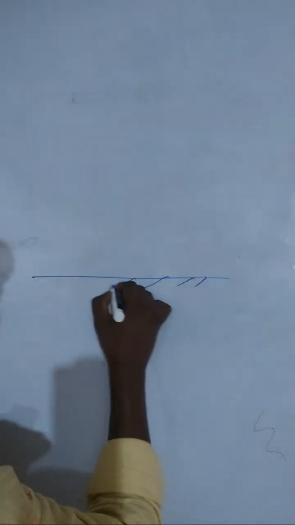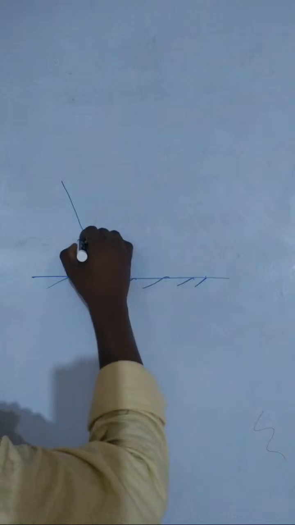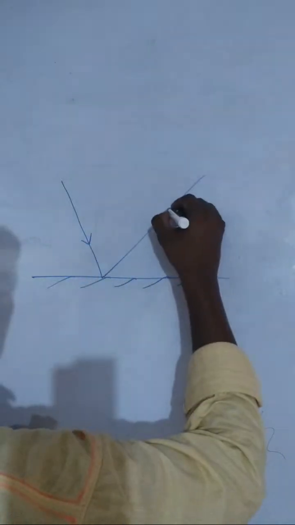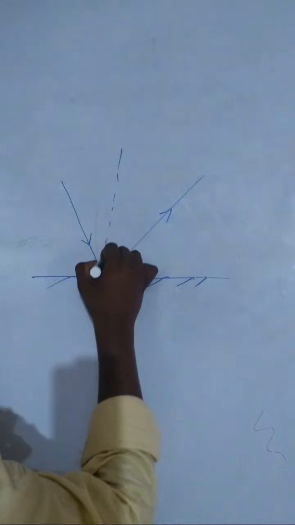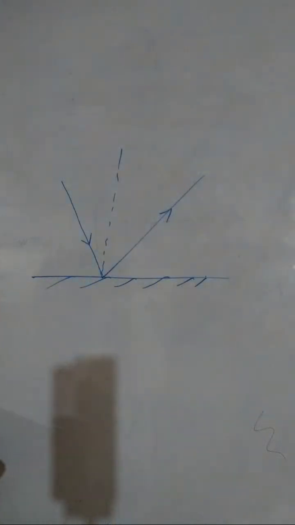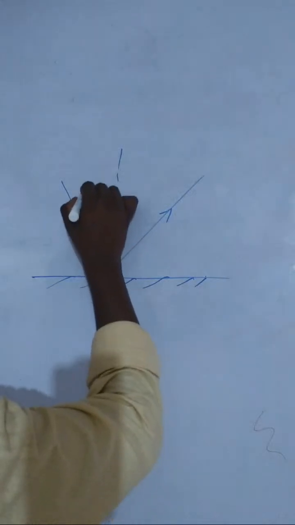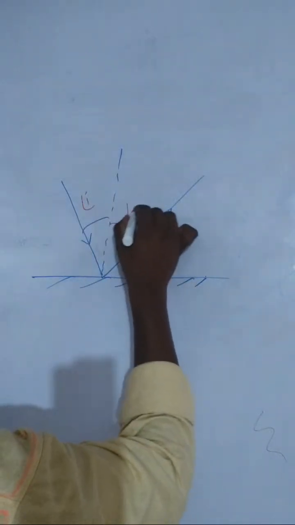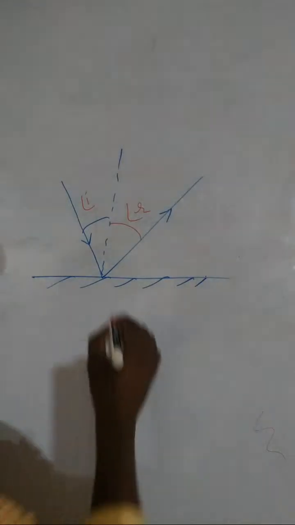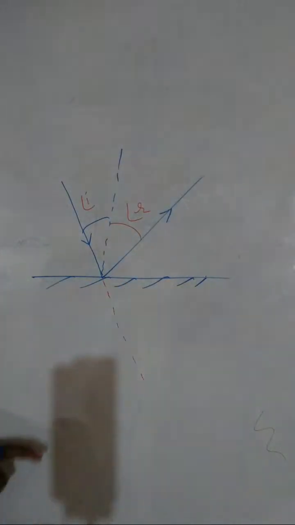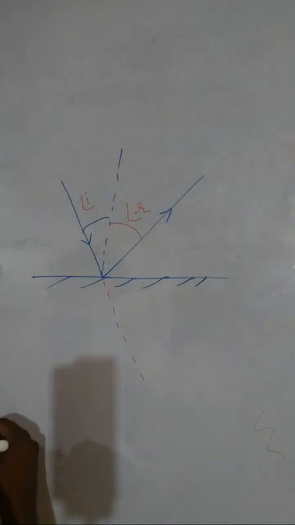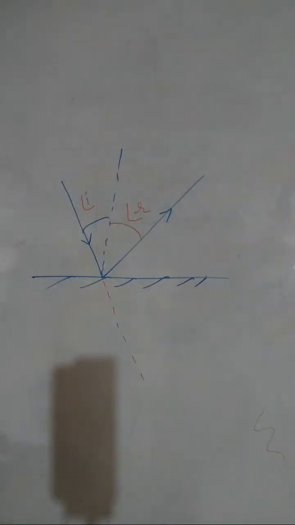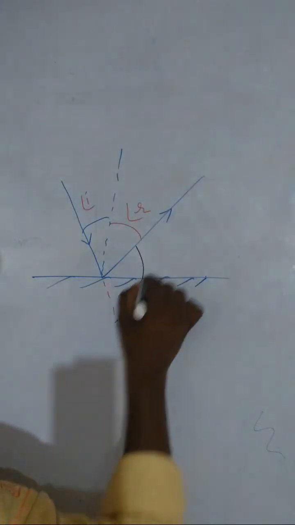Let me recall what we discussed in the previous class. This is the incident ray and this is the reflected ray, and I am taking the normal line, which is perpendicular to the plane surface. The angle between the incident ray and the normal line is called the angle of incidence, and the angle between the normal line and the reflected ray is called the angle of reflection. The line deviating from the surface is called the deviated line. The angle between the reflected and deviated line is called the angle of deviation.